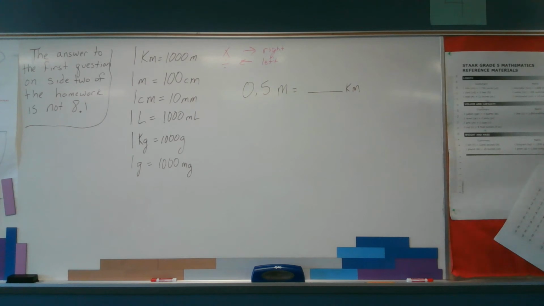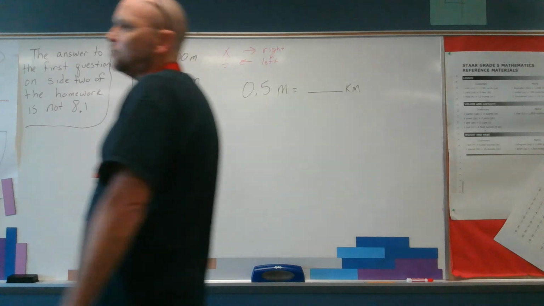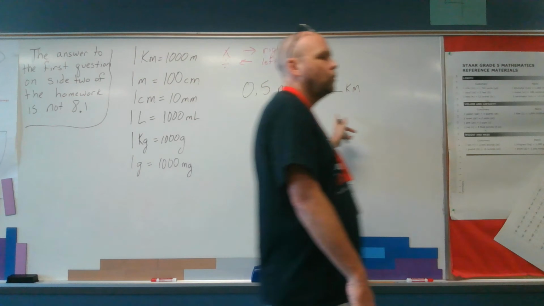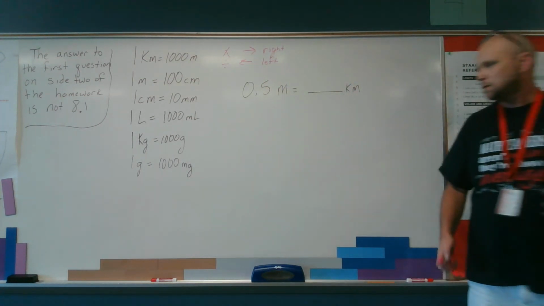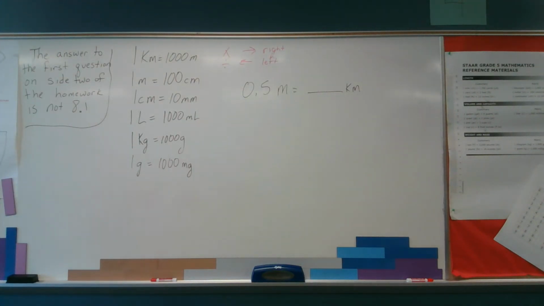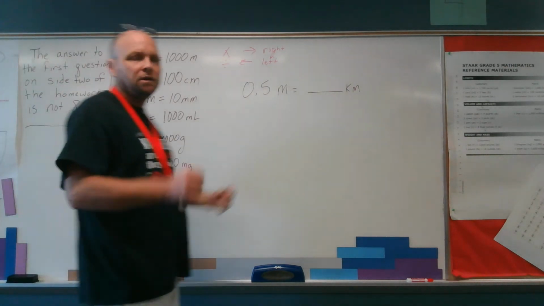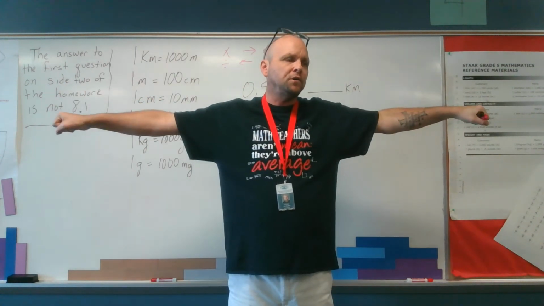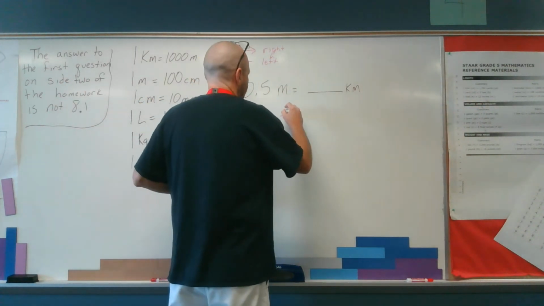Five-tenths of a meter equals blank kilometers. Now, we know meters, we're changing to kilometers. So, which is greater, meters or kilometers? Lakin. Kilometers, good. So we're going from meters to kilometers. Kilometers are bigger. Meters to kilometers, which means we're going to divide.